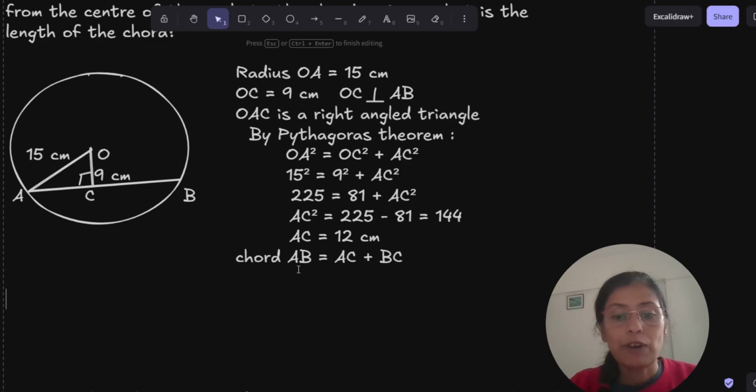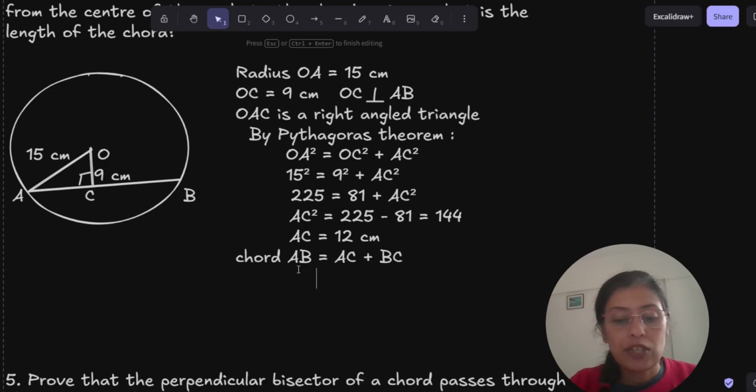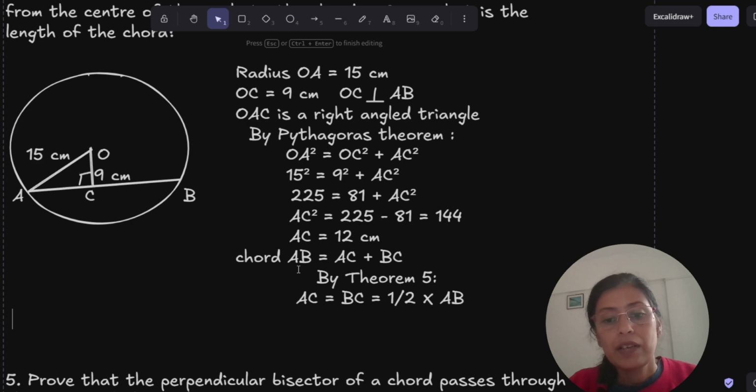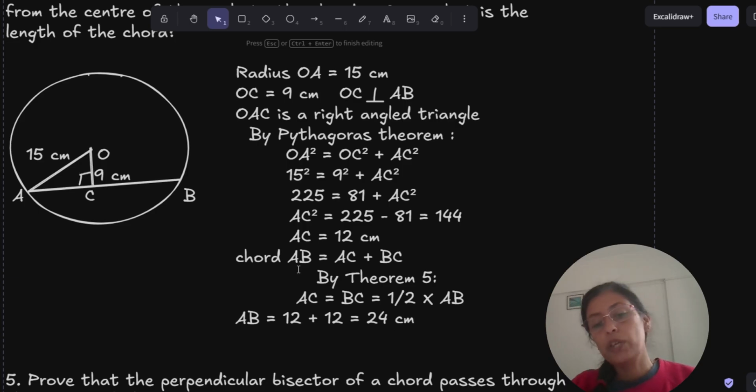Same again, theorem 5. Again, this question is based on theorem 5, which is perpendicular drawn from center bisects the chord. So this means our AC equal to BC equal to half of AB, right? So AC is 12 centimeter, BC will also be 12 centimeter, and AB is then going to be 24 centimeter. So this one also was pretty simple.